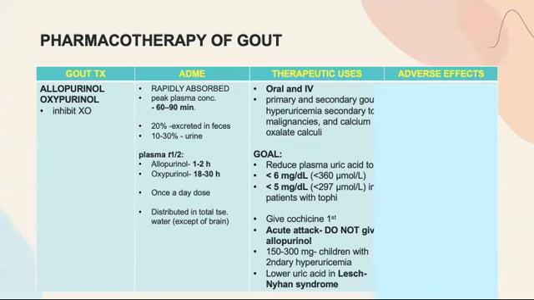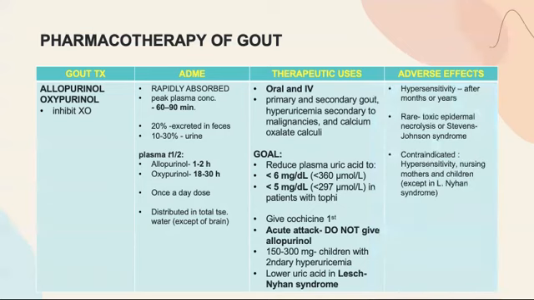Allopurinol generally is well tolerated. The most common adverse effects are hypersensitivity reactions that may manifest after months or years of therapy. Rarely, there will be toxic epidermal necrolysis or Stevens-Johnson syndrome. This is contraindicated in patients with hypersensitivity or nursing mothers and children, except in Lesch-Nyhan syndrome.